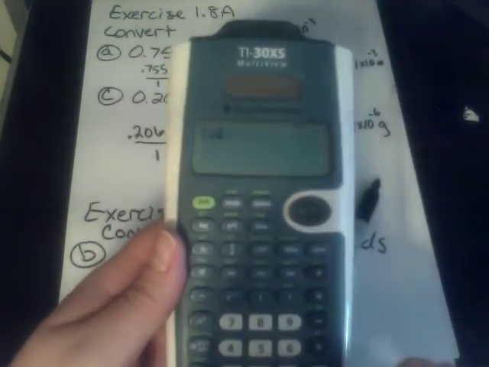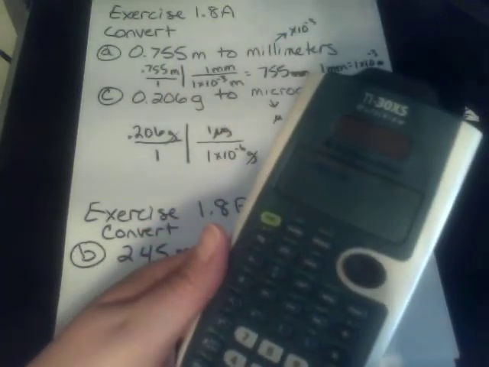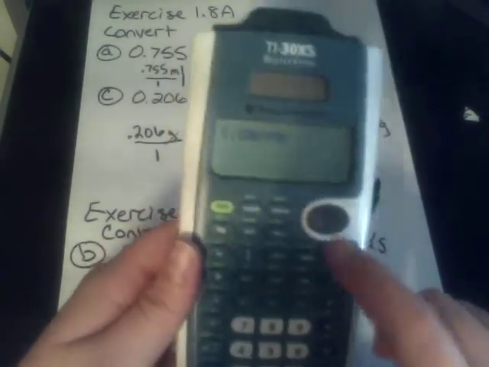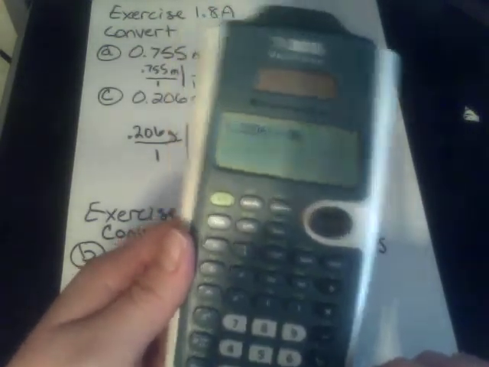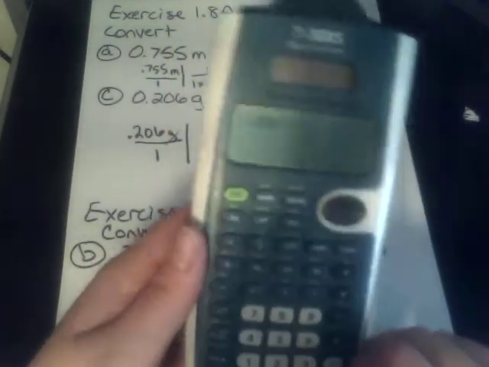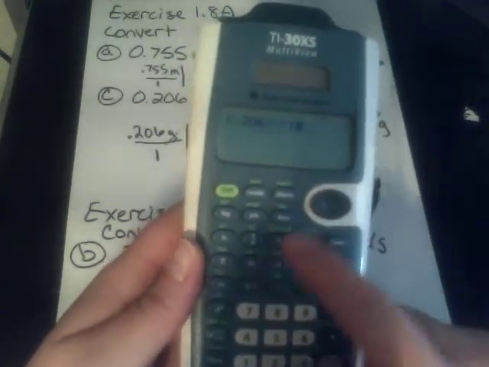You can remember, put it in parentheses. You can't do too many parentheses in calculators. Divided by parenthesis, right? 1 times 10 to the, and in my calculator it's here.